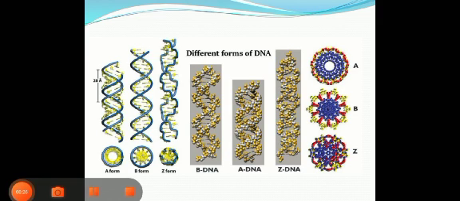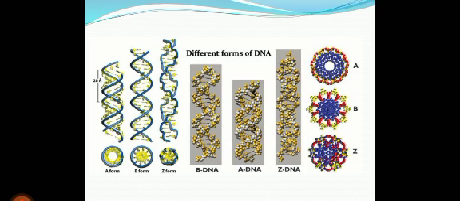First is B DNA. B DNA is a right-handed helix. Each turn contains 10 base pairs. The diameter of the B form is 20 angstrom. B form DNA contains two grooves, major and minor. Major, which is wide and deep, and minor, which is narrow and deep.